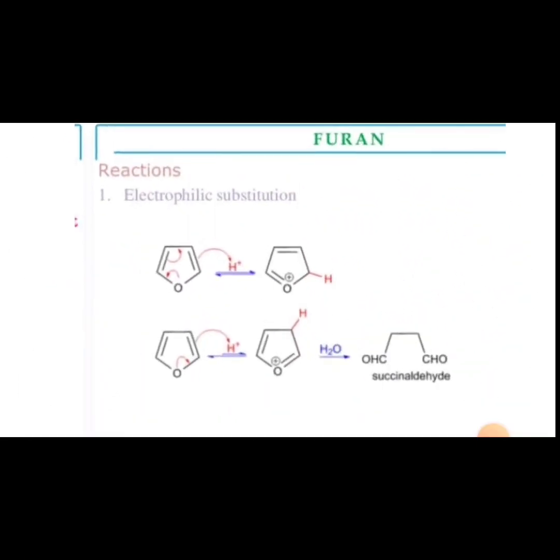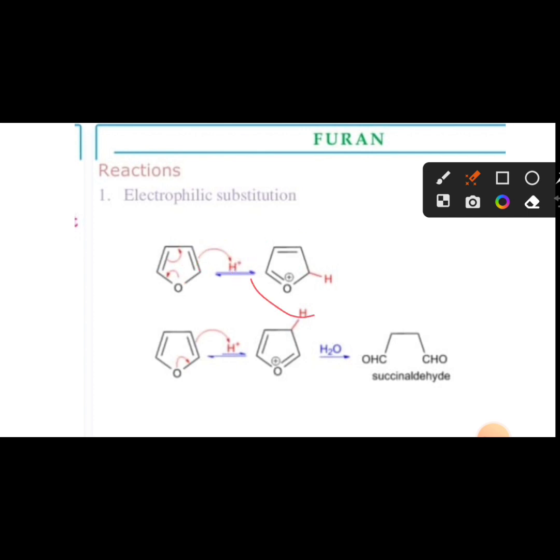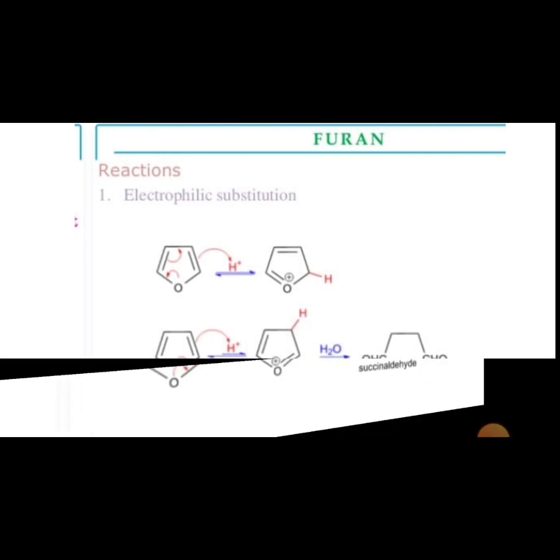Now see the reaction of furan with acid. It is the same as pyrrole. Furan in presence of H plus, a lone pair of oxygen shifts here, this bond shifts here, and this bond attacks H plus to give this structure. Now in the second structure, a lone pair of oxygen attacks here, this bond attacks H plus and forms this structure. It reacts in presence of H2O to give succinaldehyde as the product.